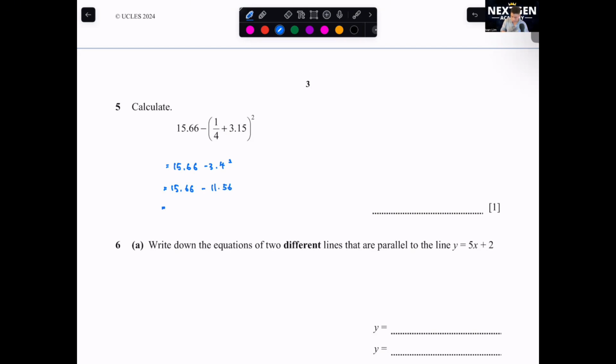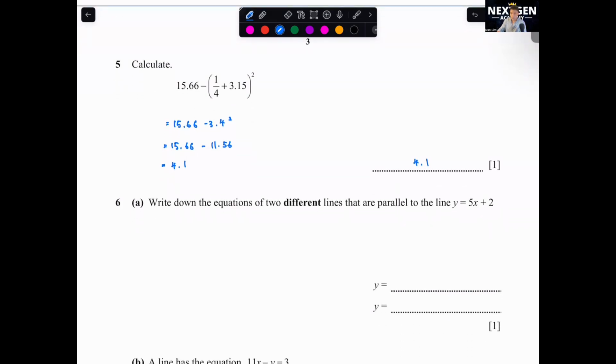But this will be the working. And we will get here 15.66 minus 11.56. We'll get here 4.1. You see, it's a 1 mark question. So you can use the marks also to give you a guideline on how to answer the question. But most important, at least write down some sort of working if possible.